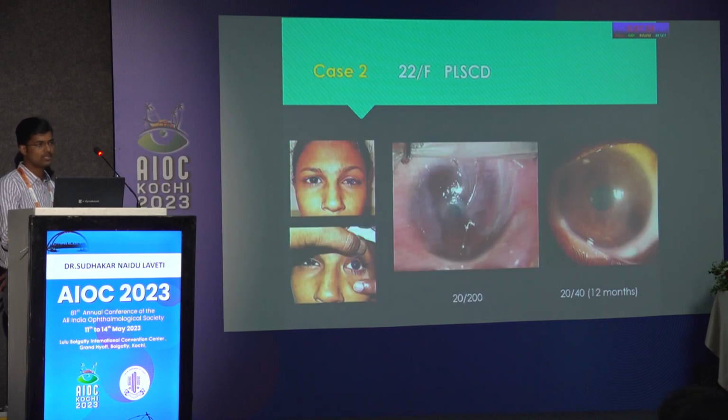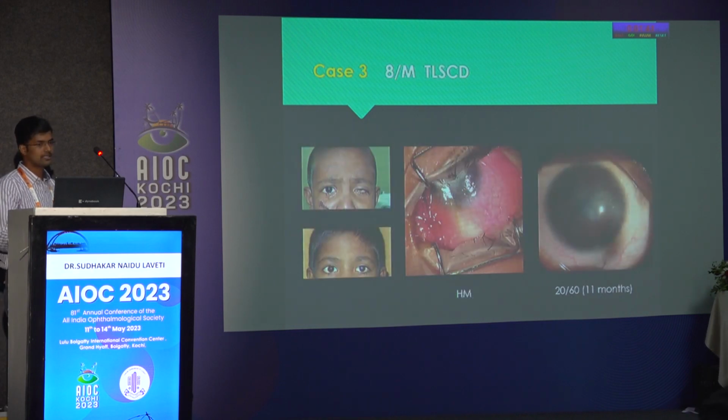This is case 2, a 22-year-old female with partial limbal stem cell deficiency. The vision improved to 20/40 after a 1-year follow-up period from the presenting visual acuity. This is the third case, an 8-year-old male child with total limbal stem cell deficiency. The initial presenting visual acuity was hand movements, and it improved to 20/60 after an 11-month follow-up period.